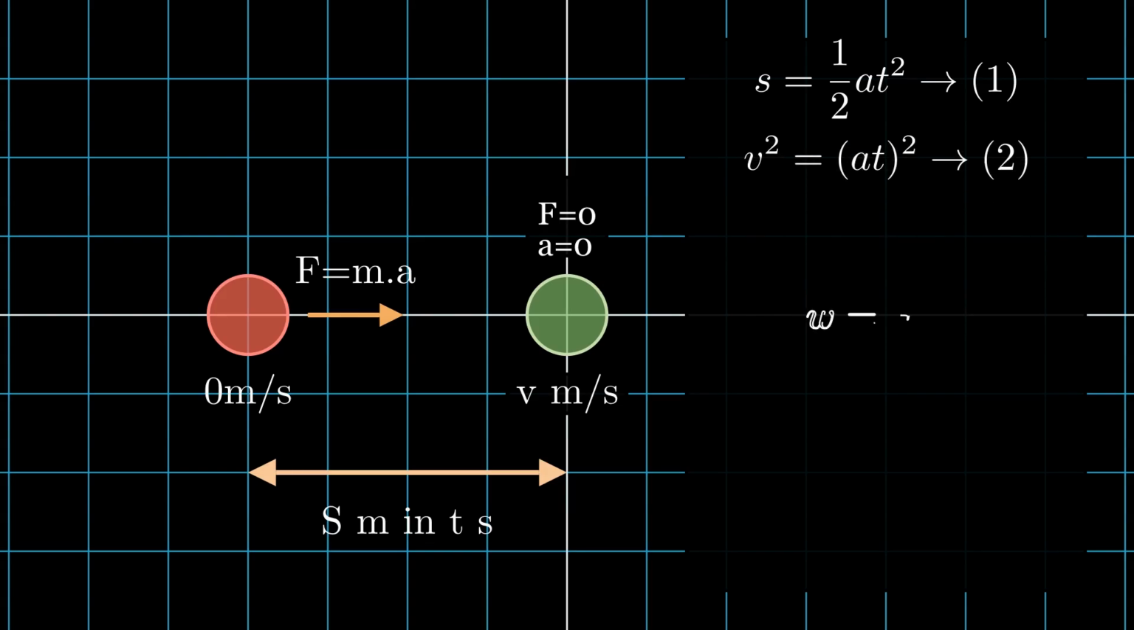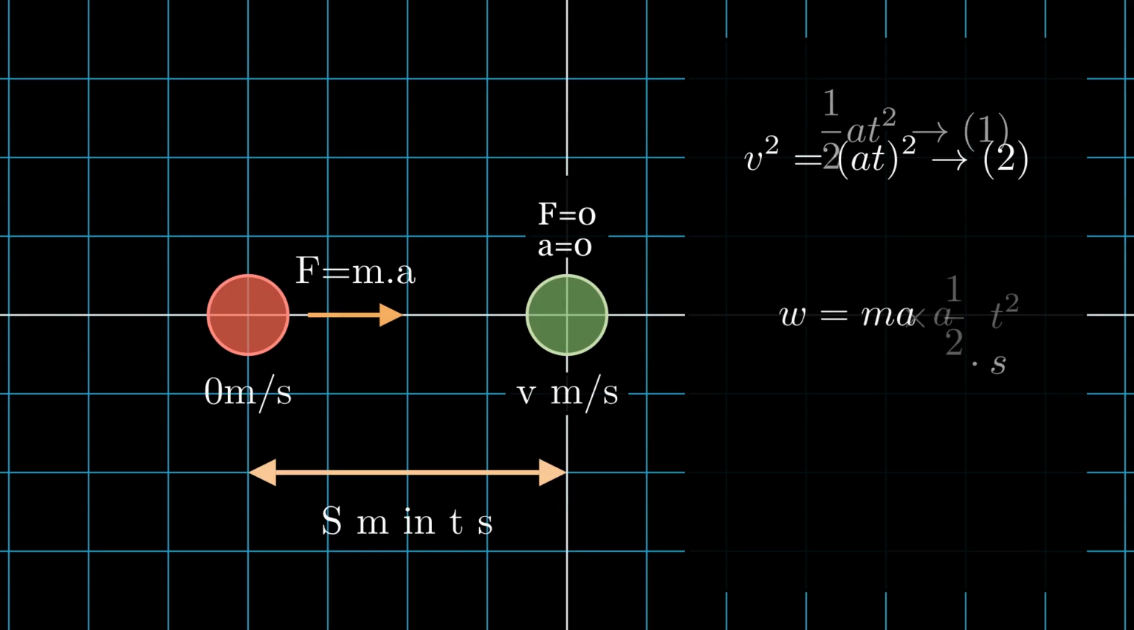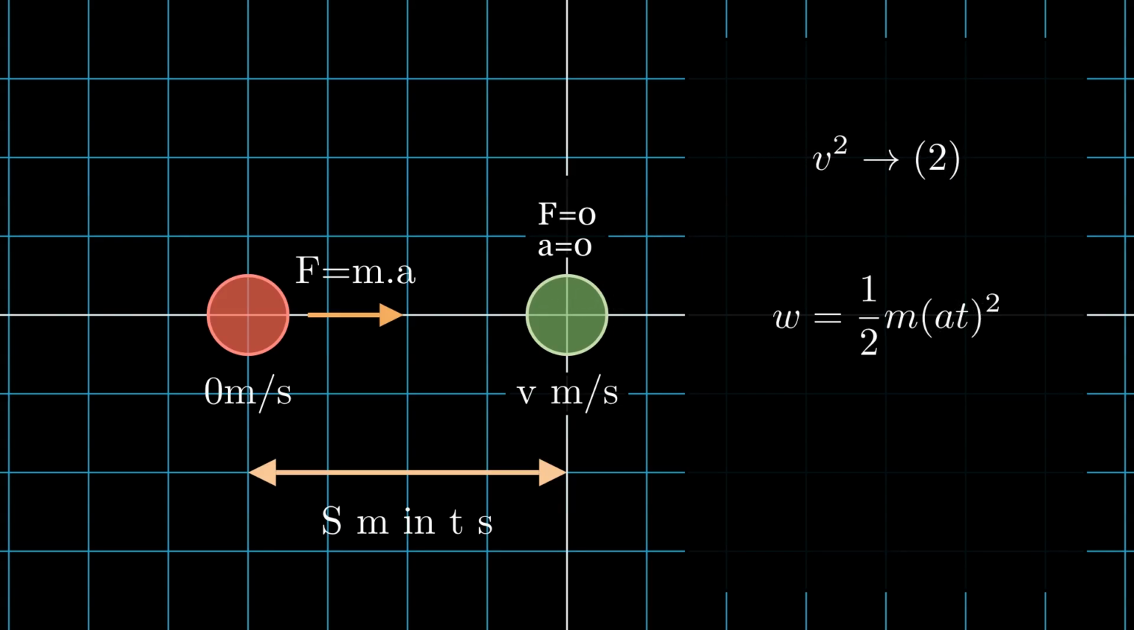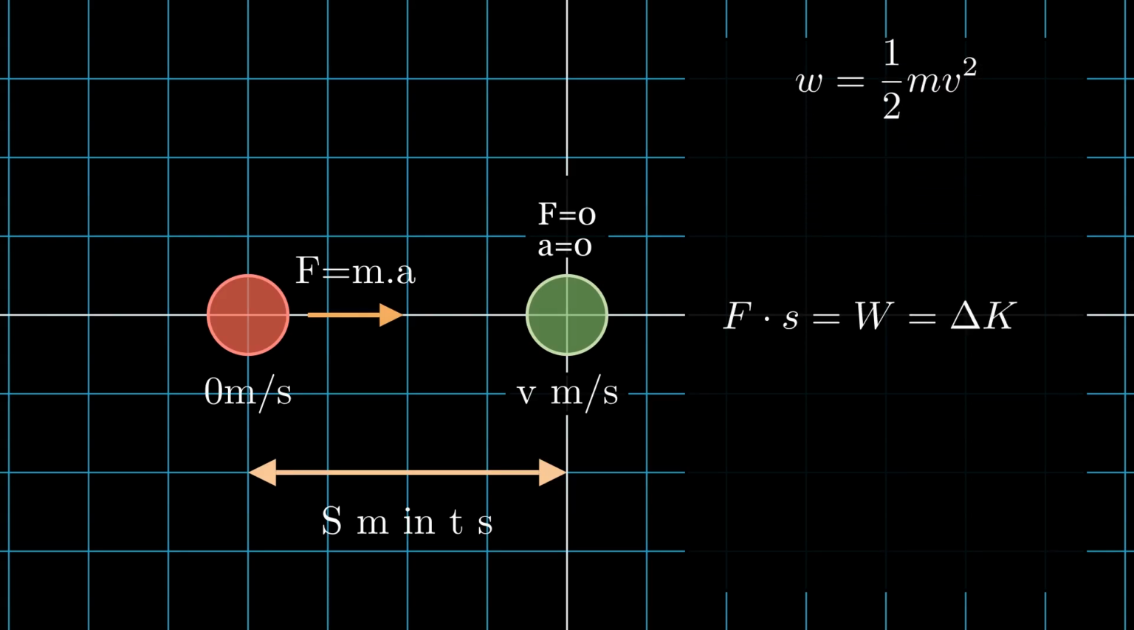We also know that work is equal to force times displacement, and force is equal to mass times acceleration. Now, we can substitute the displacement from equation 1, and then substitute the squared velocity from equation 2, and we arrive at the formula for the change in kinetic energy. This confirms that our earlier conclusion was correct.